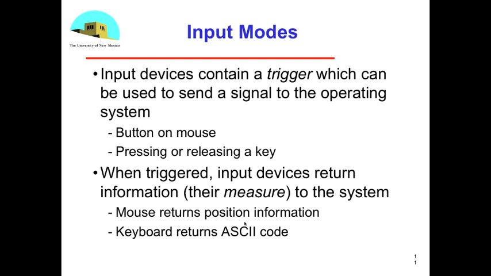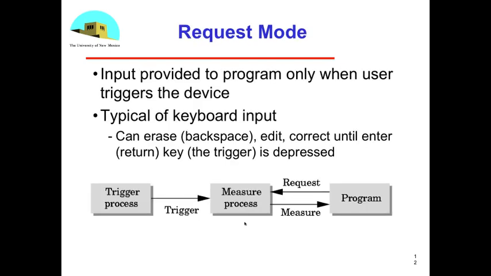Now, the simplest mode of input is called request mode, and that's probably what you're all familiar with when you run a program and the program sits there and asks you for some sort of input. If you think about what you might enter when you see a prompt on the screen, the program is actually sort of in a halt state. Nothing is happening with the program until you enter that information.